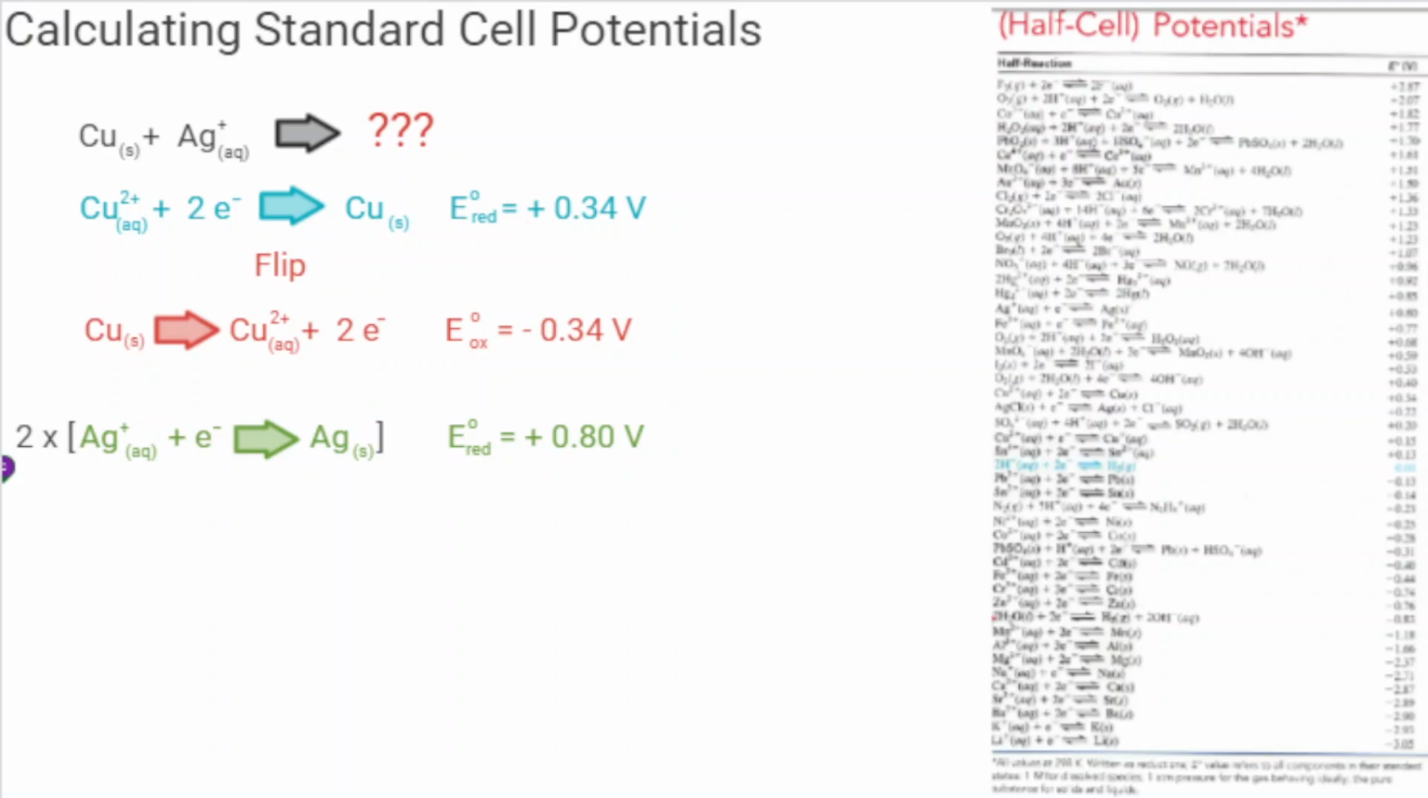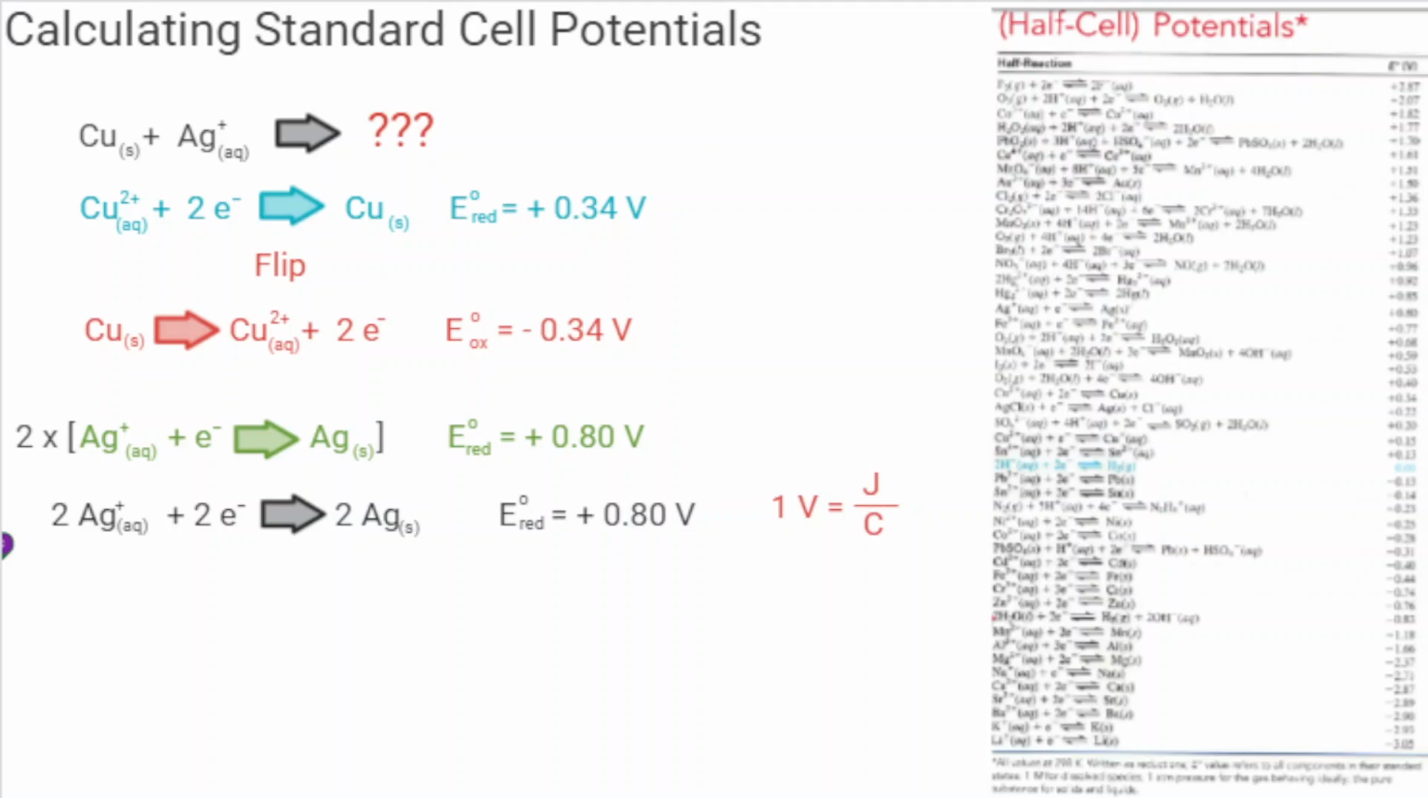So when we multiply it by 2, we get 2 silver pluses plus 2 electrons yielding 2 silvers. Now one thing to note is that our standard reduction potential remains the same. Even though we multiplied it by 2, we do not need to change our standard reduction potential. This is because when we're looking at volts, the unit of 1 volt is equal to joules per coulomb, so the amount of energy per charge or per electron. So even though we're using 2 electrons, we're still getting the same amount of energy per electron. That's why the voltage does not change.